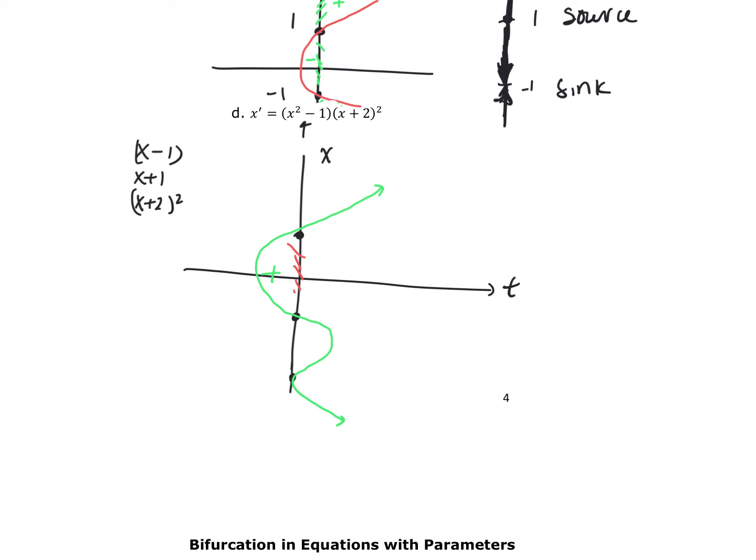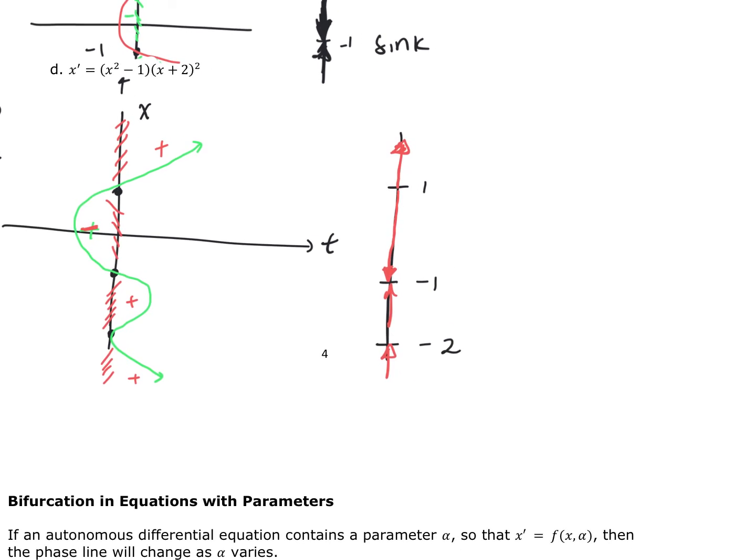Negative slopes in this region, positive slopes in this region, positive slopes in this region, positive slopes in this region, because I am positive, negative, positive, positive. My phase line, I have something going on at 1, something going on at -1, and I have something going on at -2. Positive slopes, in this case, I'm going to be pointing up. Negative slopes means I'm going to be pointing down to my next equilibrium. Positive is pointing up, positive is pointing up.